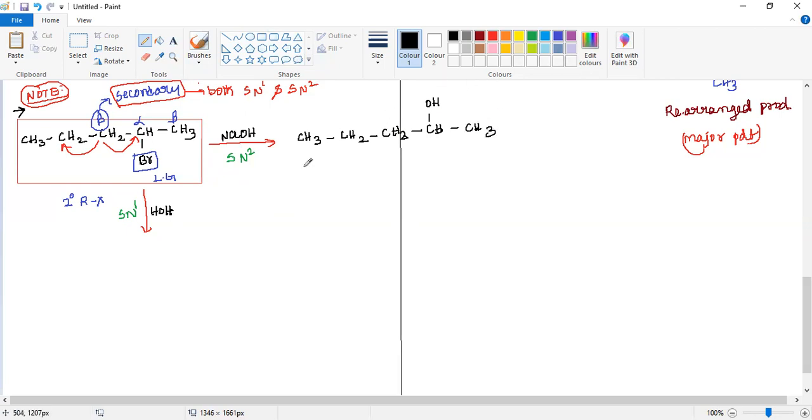Now in SN1, how can we write it here? CH3, CH2, CH2, CH, OH, CH3, like this. Okay, see guys, like that here, not opposite but on the same side.